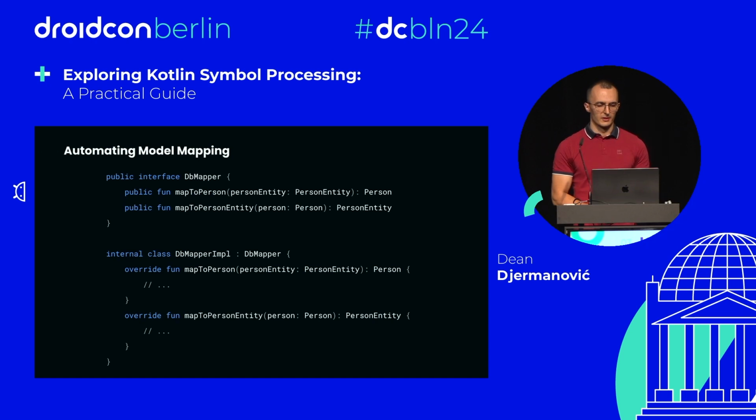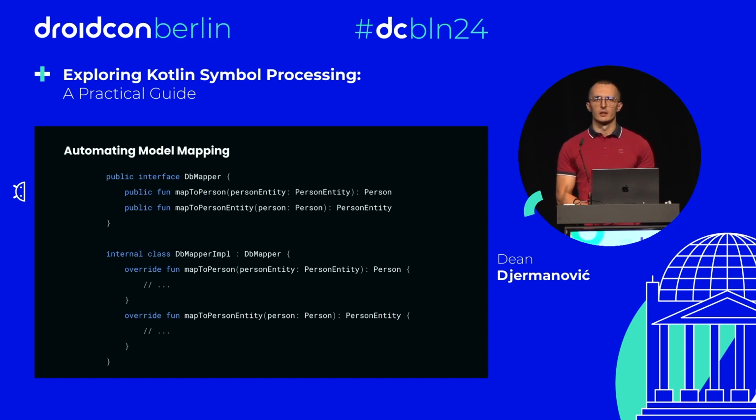Mapper interface defines mapping methods, and mapper implementation class implements the mapper interface, and it contains the actual mapping logic. So this is the full component that we need in order to be able to map between our database and domain models. Now, we could write this component manually by ourselves, since it's pretty straightforward and it probably doesn't take a lot of time. However, each time we make some changes to our models, for example, we add new properties to it, we would also have to update our mapper component as well.